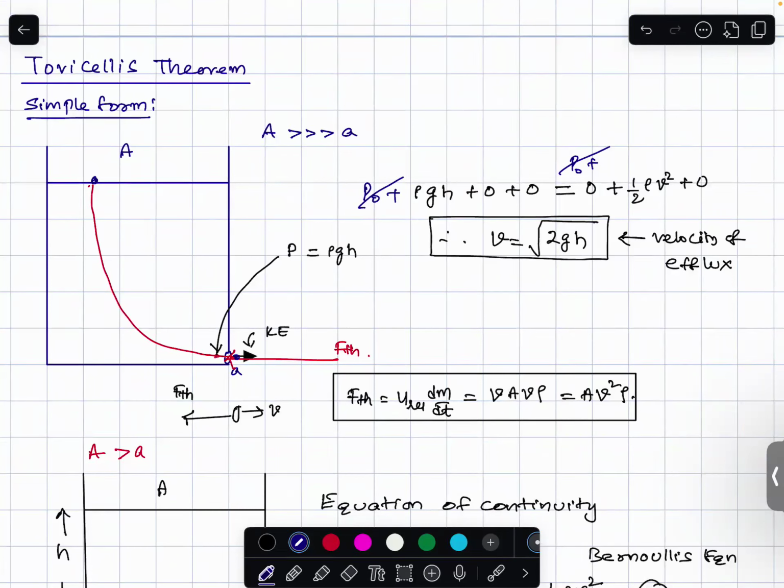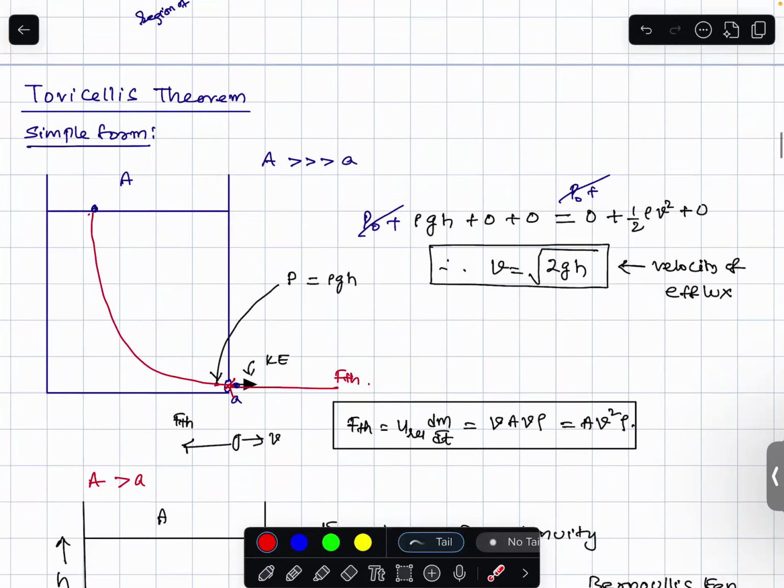So therefore, rho g h is equal to half rho v square. According to Bernoulli's equation, v is equal to root 2 g h. This velocity is called velocity of efflux.